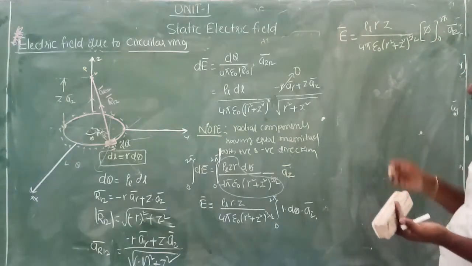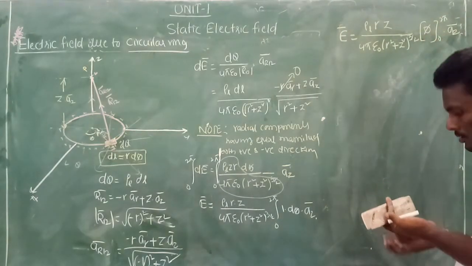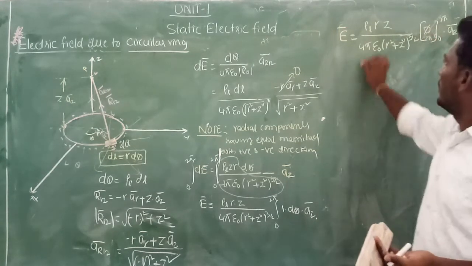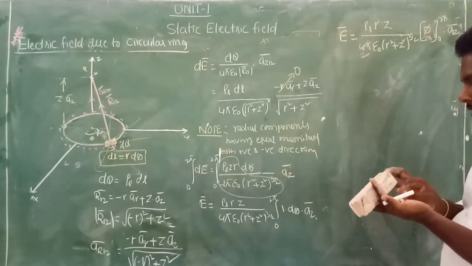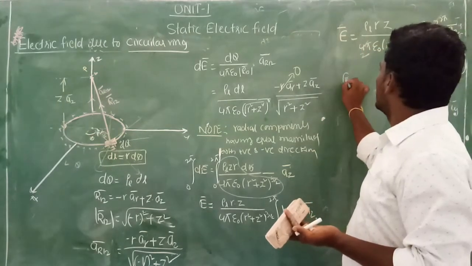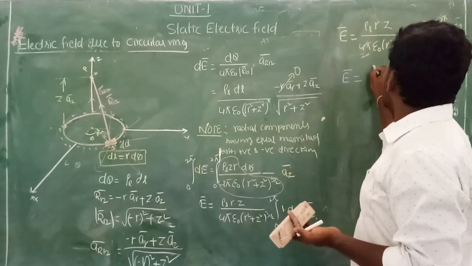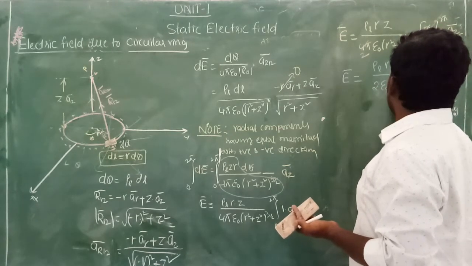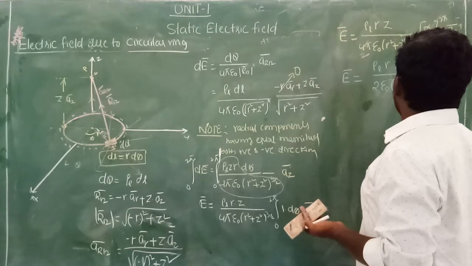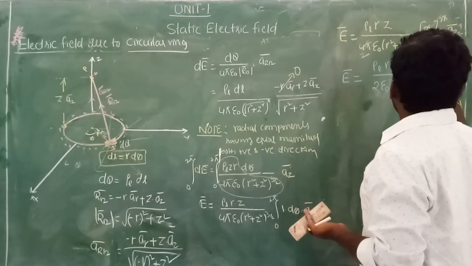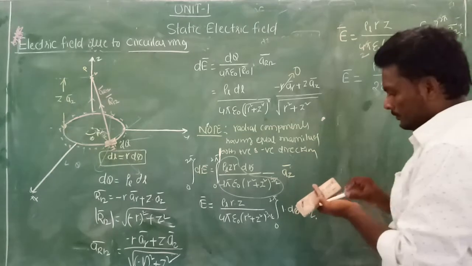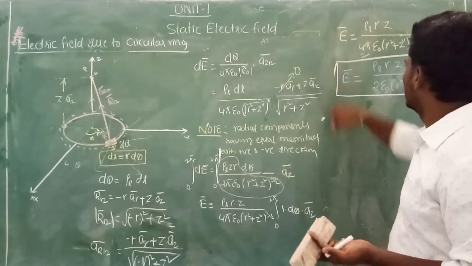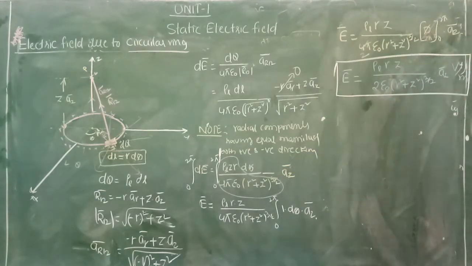After substituting the upper limit and lower limit, it becomes 2 pi minus 0, so 2 pi. Okay, so your E bar, the electric field due to a circular ring, is equal to rho L r z by 2 epsilon naught, r square plus z square whole power 3 by 2, into az bar volt per meter. Okay, this is the electric field due to a circular ring.